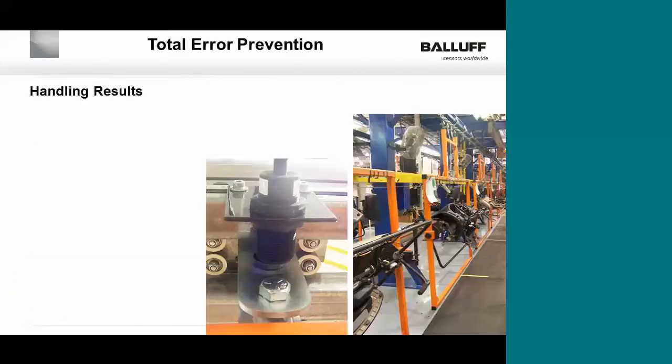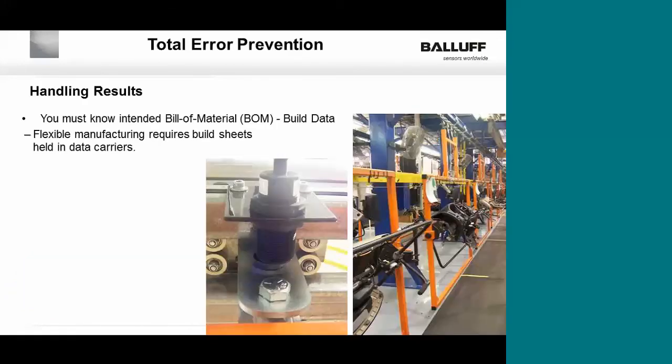So let's look at that. If we're looking at the build information, we're going to want to know what the bill of material is, which we've commonly heard the term BOM. So we need to know the entire build data of an assembly that's being manufactured. Flexible manufacturing requires a build sheet held in each data carrier. So if we look at the image that's shown to our right, we can see where my arrow's pointing at a build sheet that's affixed onto a carrier as it moves through each different manufacturing line.